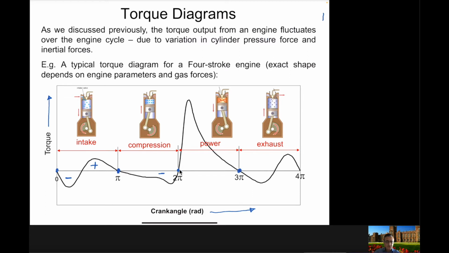Now from this point to this point here, which is the power stroke. During the power stroke, obviously you are getting a positive torque. So this is the positive area here.